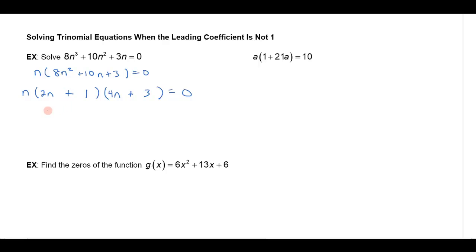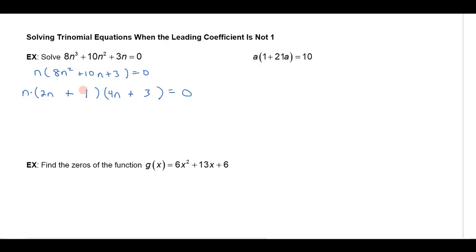Now always double check your factorization. It's so easy to make a mistake in this. So multiply the first, that's 8n squared. Do the outer ones, that's 6n. And the inner ones are another 4n, so you combine those. 6 and 4 makes 10n in the middle. And 1 times 3 is 3.